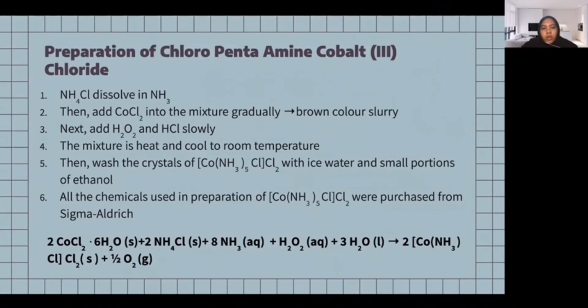Then wash the crystals of chloropentamine cobalt trichloride with ice water and small portions of ethanol. All the chemicals used in the preparation of chloropentamine cobalt trichloride were purchased from Sigma Aldrich. Below is the reaction equation in order to prepare chloropentamine cobalt trichloride. So next, I will pass to the next presenter.